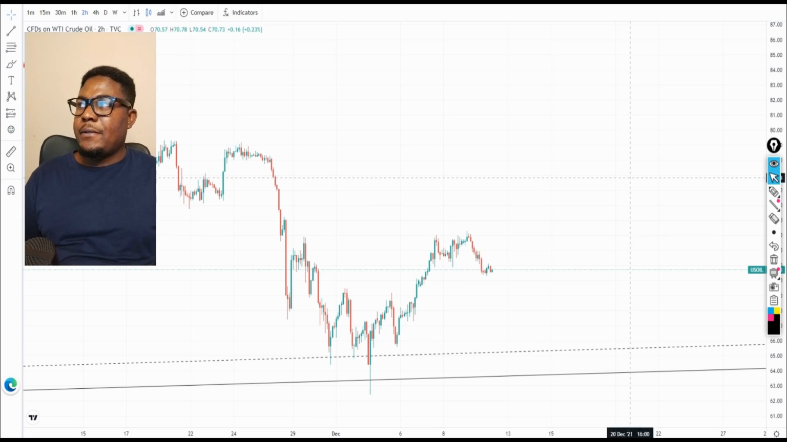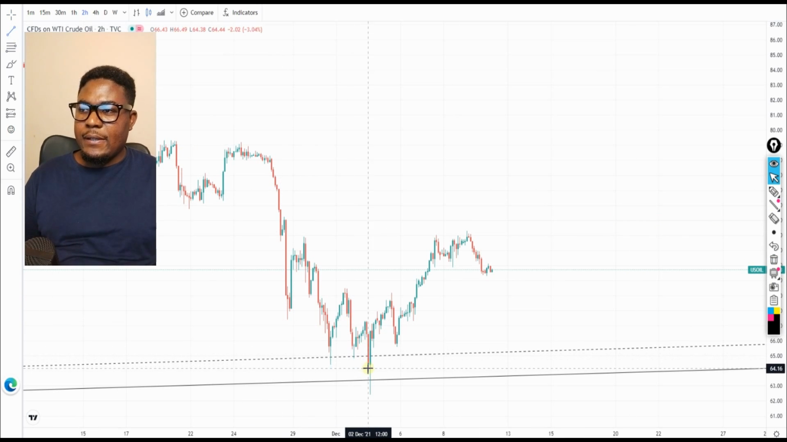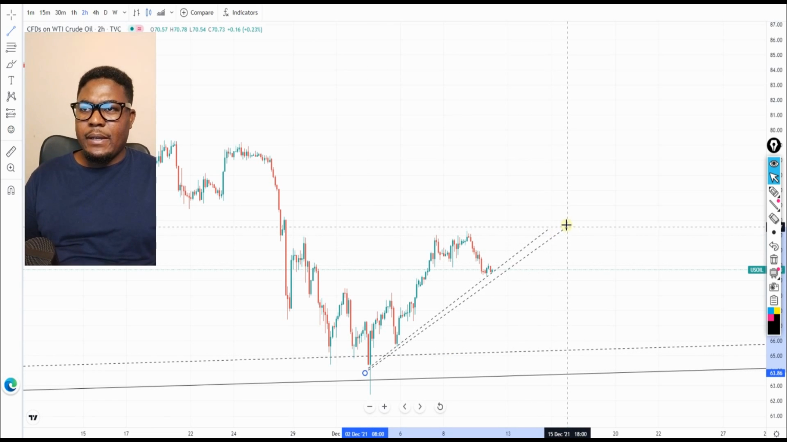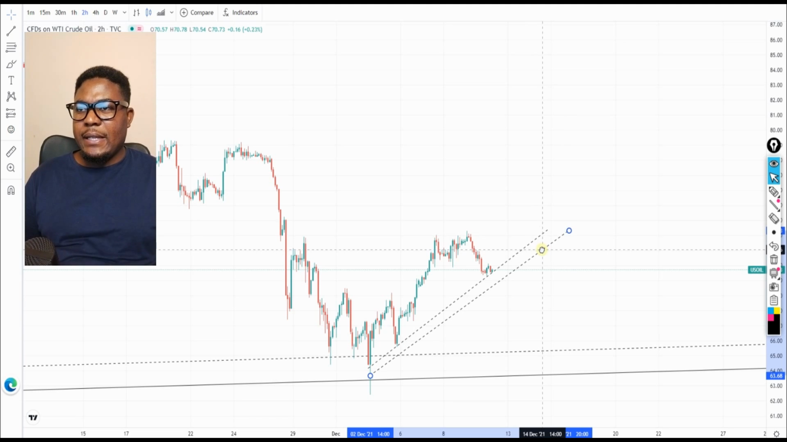So let's try to find those support areas. If they don't make sense, we don't force them, we clear them. So we don't have to be right every time, guys. We can't always be right.